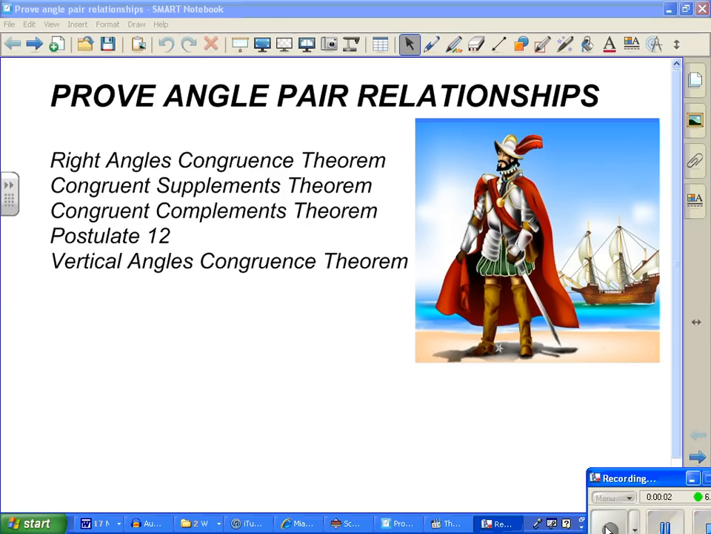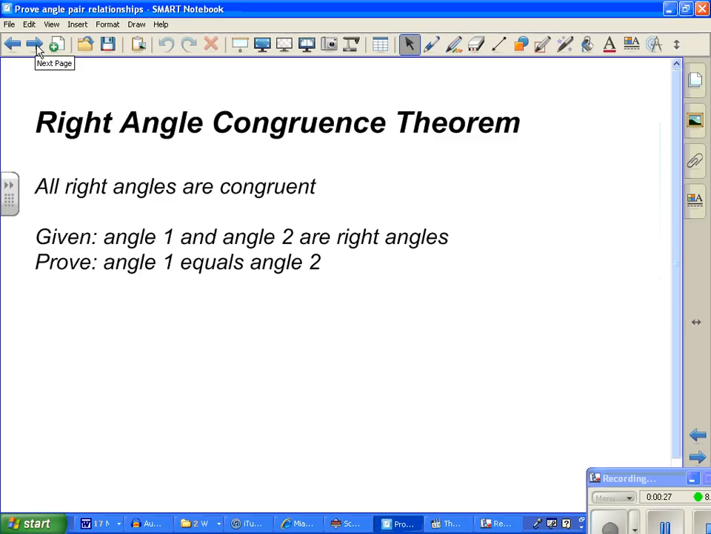Hello everybody. This was the last section of this chapter, so we got a test coming up soon. We just started proofs, so we're going to do some more proofs today. We're going to talk about angle pair relationships, right triangles, supplements, complements, postulate 12, we'll get into what that is, and then vertical angles. Okay, so let's go ahead and get started.